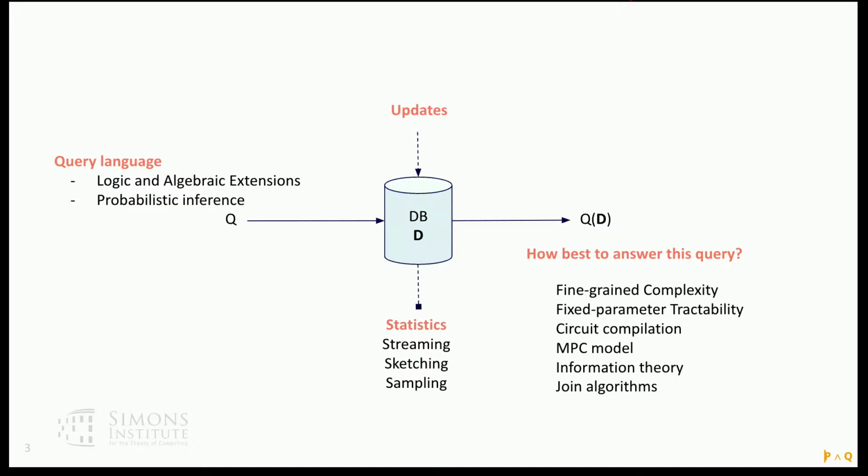There could be updates to the database, and how do you answer the query efficiently, given that you have already answered the previous version of the query? In databases this is known as incremental view maintenance; in algorithms, that's dynamic algorithms. So that's how all of these things are connected together.